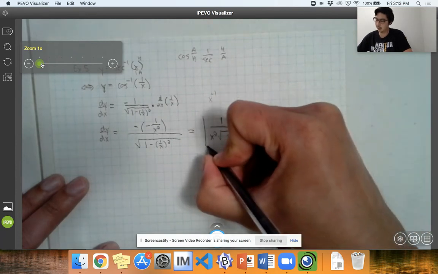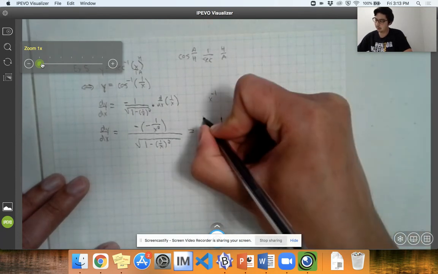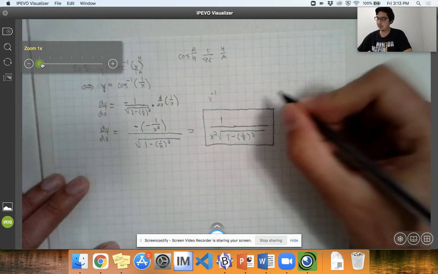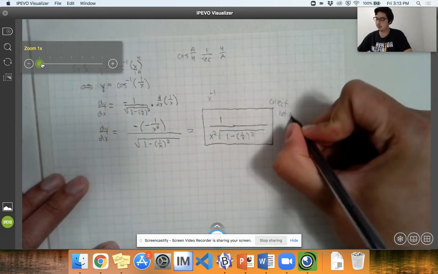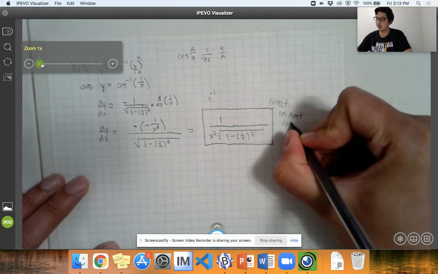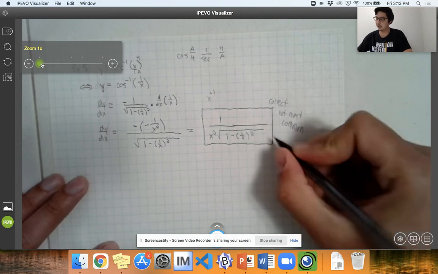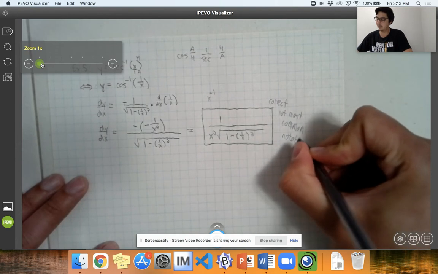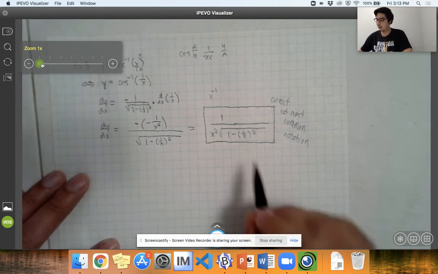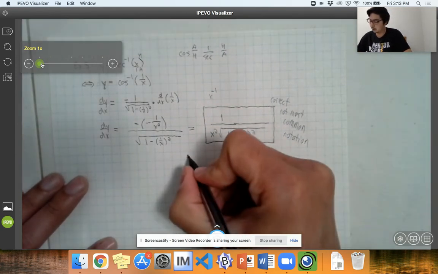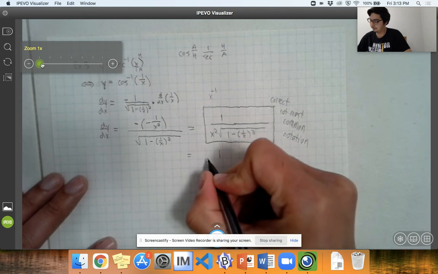Now this is correct. This is correct, but it's not the most common notation. And I want to make sure you see the algebra for that before I stop. So what's the most common notation is if we do some algebra manipulation, I'll show you in a second.